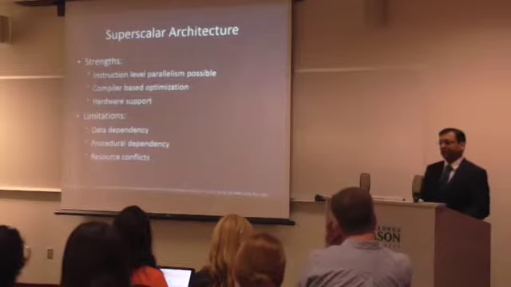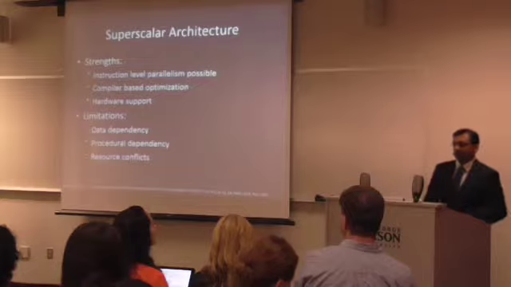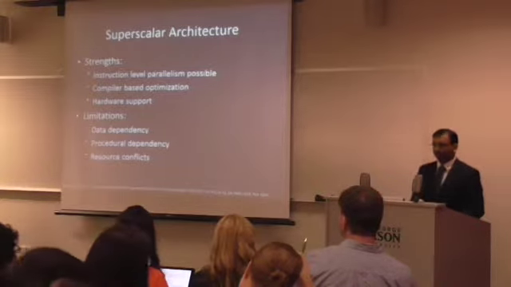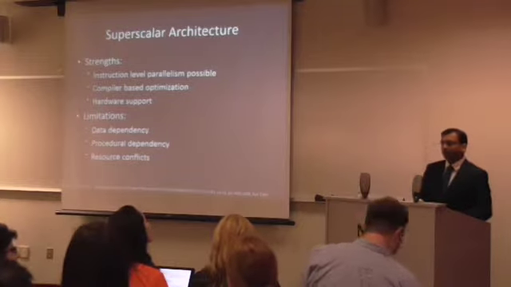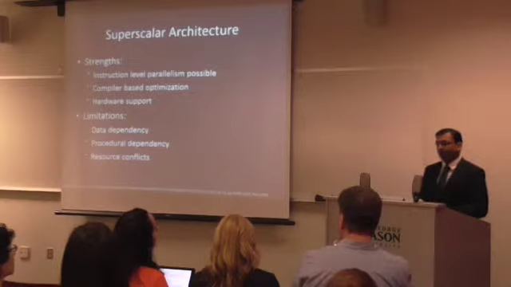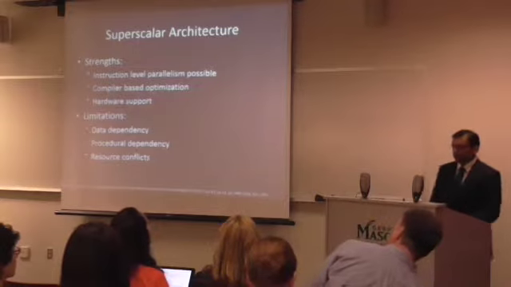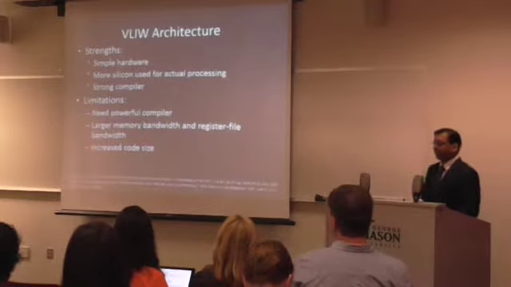So what are the limitations? Because of the hardware support it requires, it has data dependency and control dependency. There are also resource conflicts, such as when you are accessing one hardware parameter and you need the same parameter for another instruction. So resource conflicts are there. To overcome these conflicts, we propose VLIW architecture.